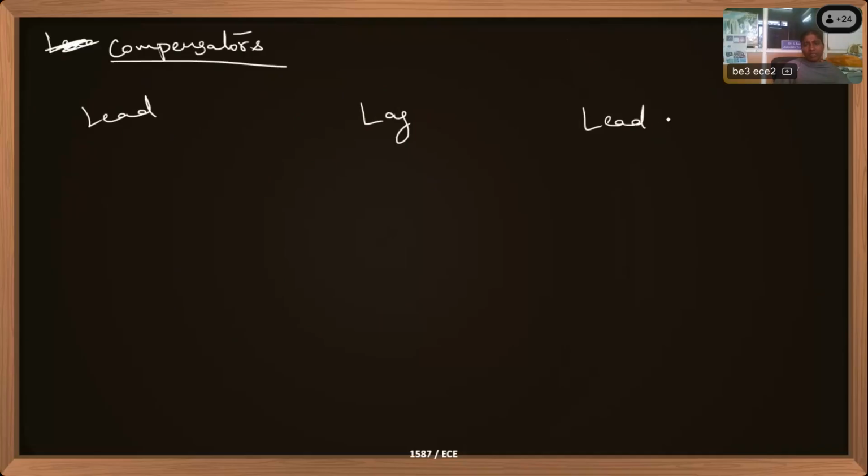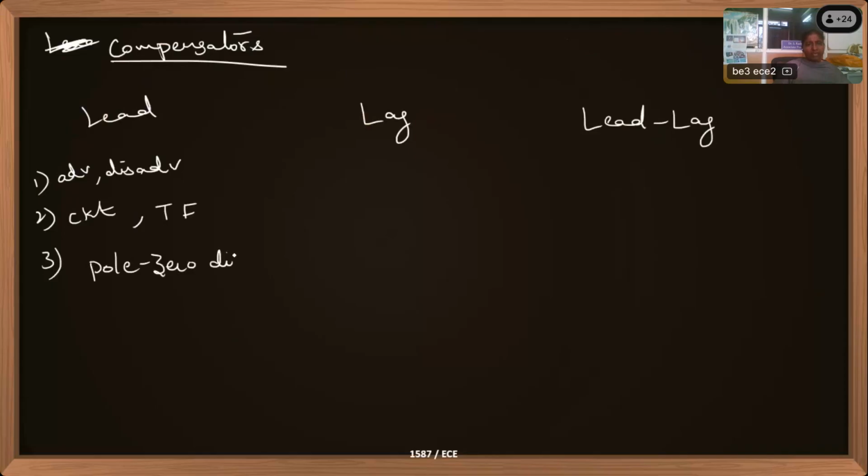Next I am going with lead lag compensators. We have three compensators: lead compensator, lag compensator, and lead lag compensator. Study all the advantages and disadvantages in all the three, the circuit diagram for all the three, the pole zero transfer function for all the three, and the pole zero diagram for all the three compensators. Then how the polar plot will be, and how the Bode plot will be, for all the three compensators. In the material I have given, everything is there.